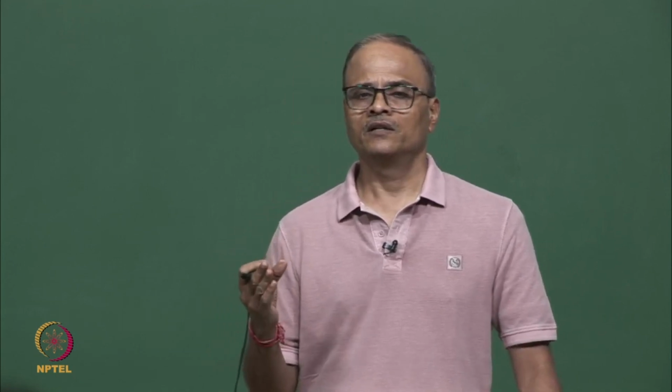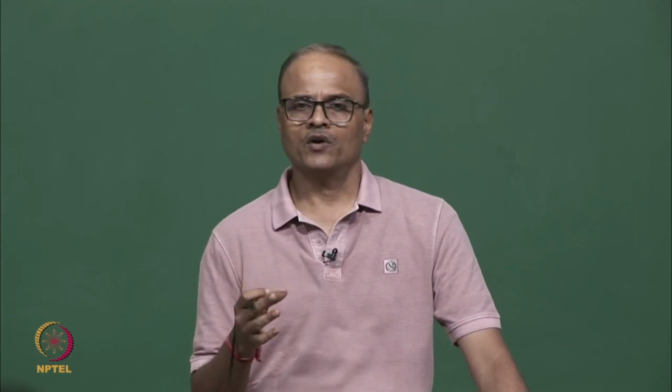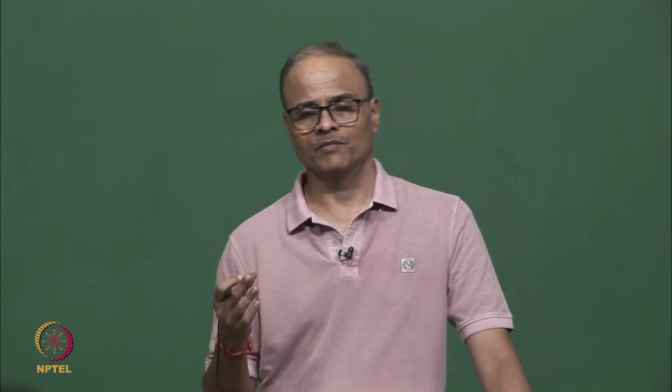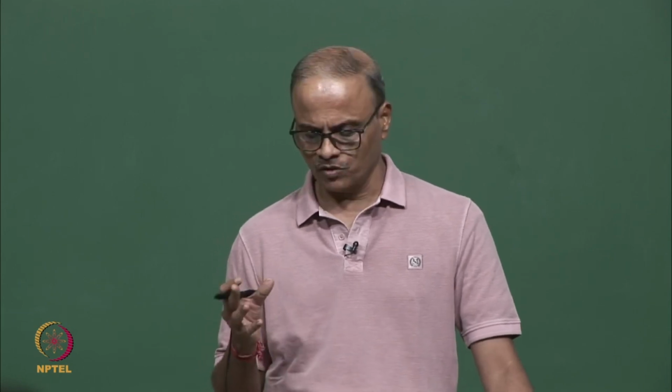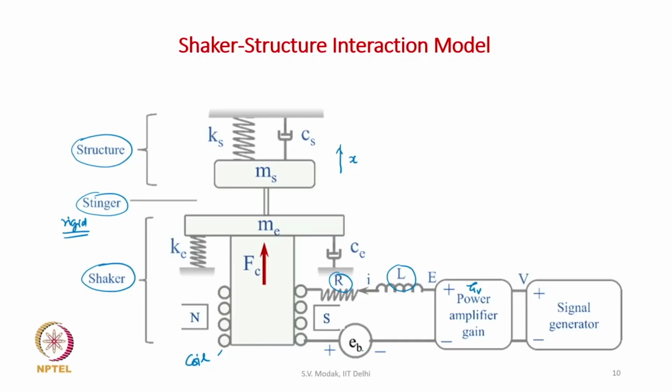And Lenz's law says that the direction of this induced EMF is opposite to the direction of the voltage which is inducing current in the coil. That is why we refer to this EMF as a back EMF, because it opposes the voltage which is inducing current in the coil. If we represent this back EMF by EB, then its polarity will be opposite to the voltage E which is inducing current in the armature circuit. That is why we see in the figure that the polarity of EB, the back EMF, is shown opposite to the polarity of E. So this gives us a lump parameter electromechanical model of the shaker structure system.